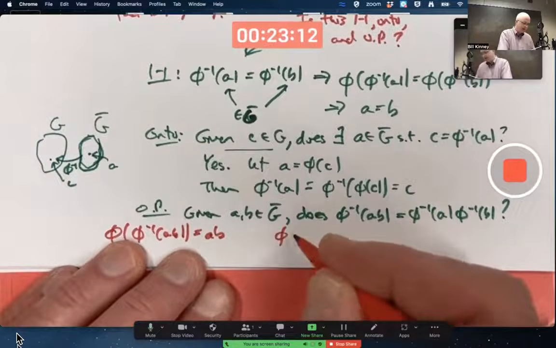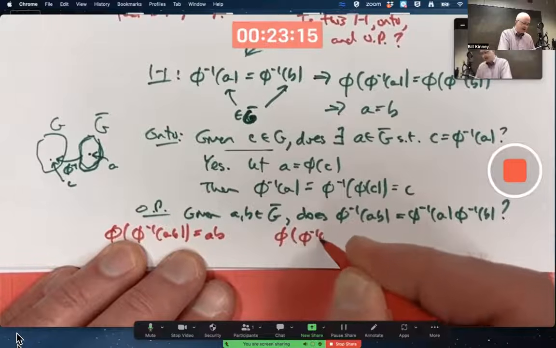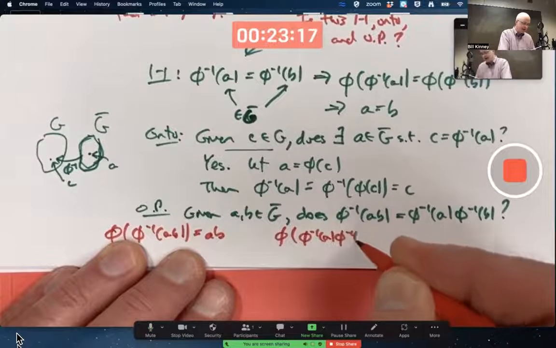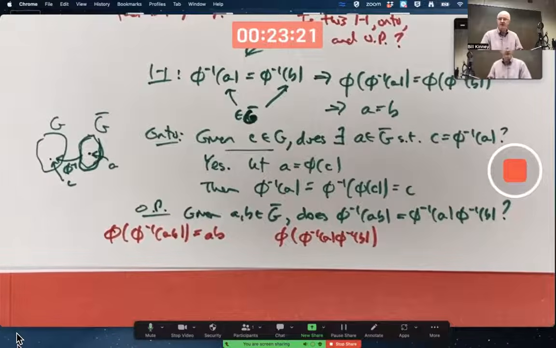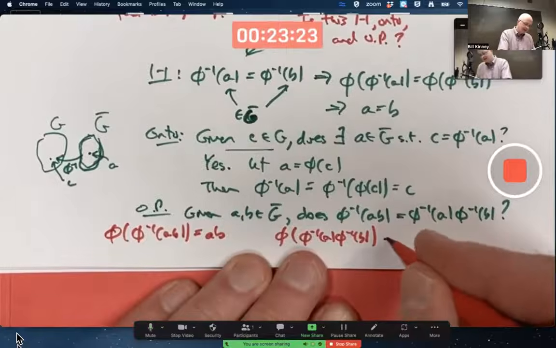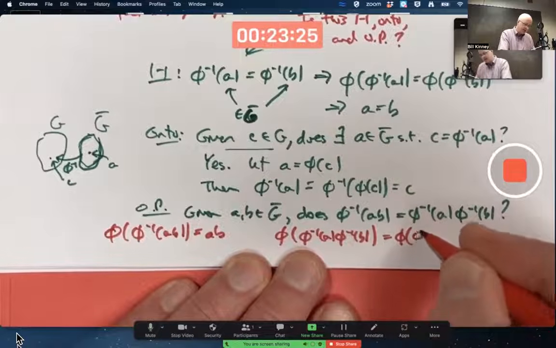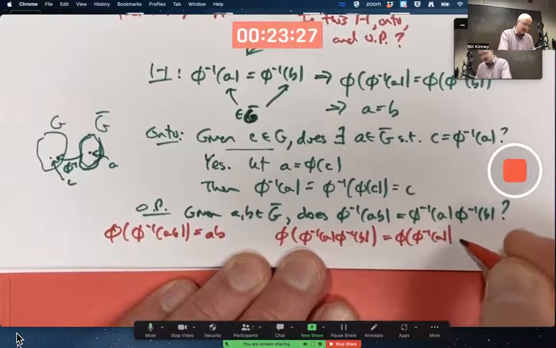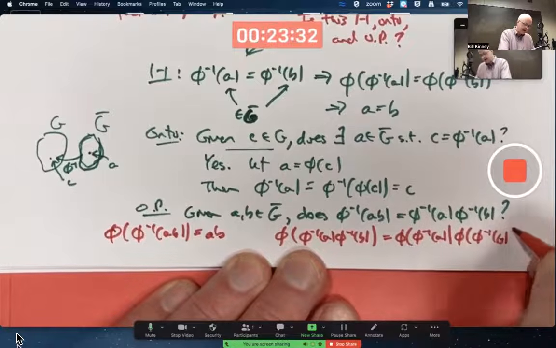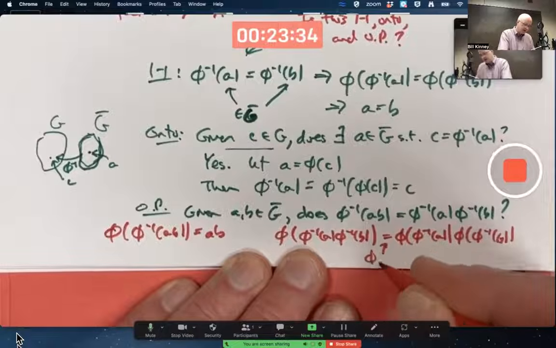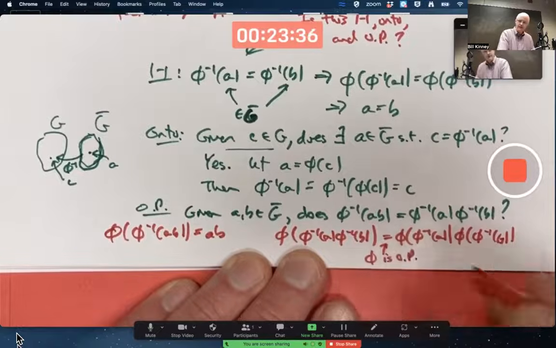And how about the other one? Phi of phi inverse of A times phi inverse of B. Here's where you use the fact that phi is operation preserving. That's phi of phi inverse of A times phi of phi inverse of B. That's phi being operation preserving. You need that somewhere. That's where you use it.